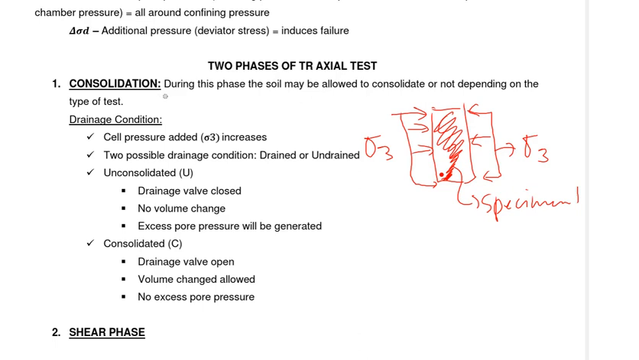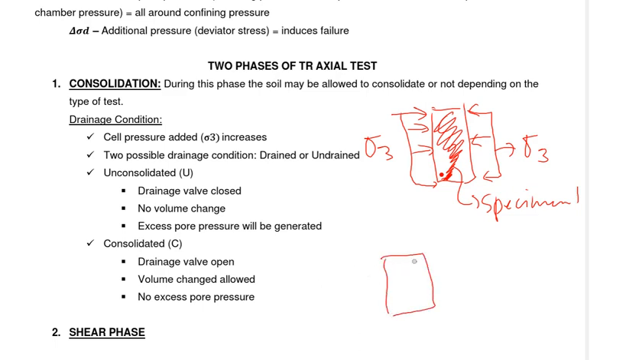And during this phase, the consolidation, the soil may be allowed to consolidate or not depending on our type of test. And then the second phase of the test is called the shear phase. During this phase, a load is applied to the piston on the top of the cell. This load increases the stress at the top of the cell.